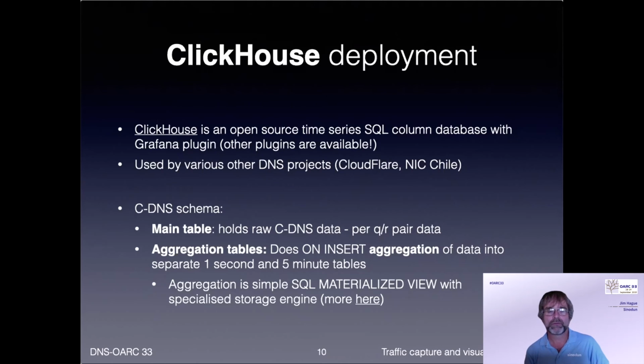ClickHouse is used by a variety of other projects in the DNS world, notably Cloudflare, but it's also used by registries in Chile and New Zealand for certain, and I suspect very widely used elsewhere as well. We're using a very simple schema within ClickHouse. We have a single main table holding essentially raw CDNS data, i.e. one query response pair of paired data record per query and response.